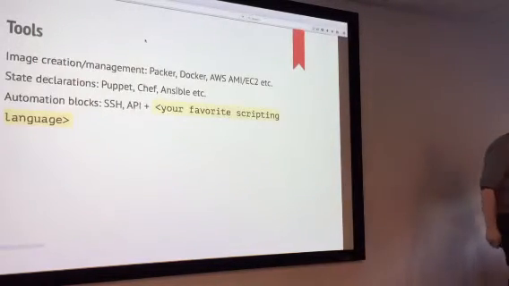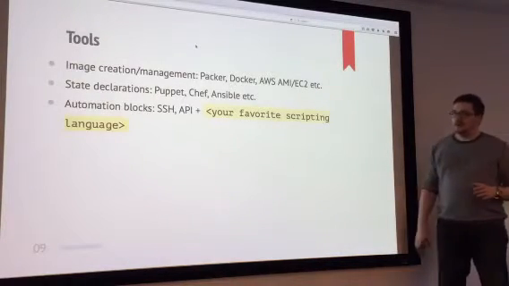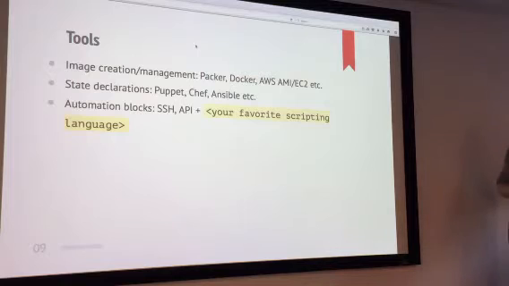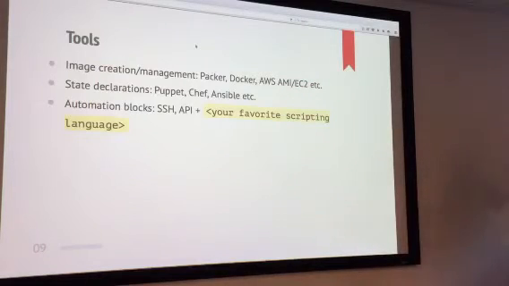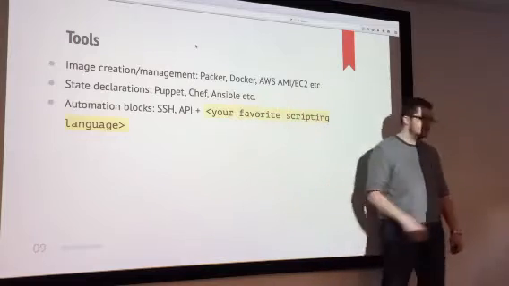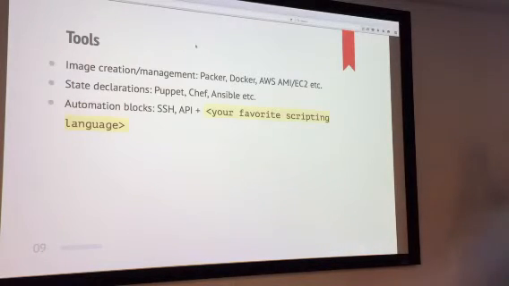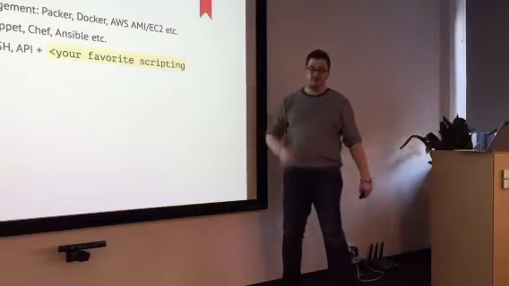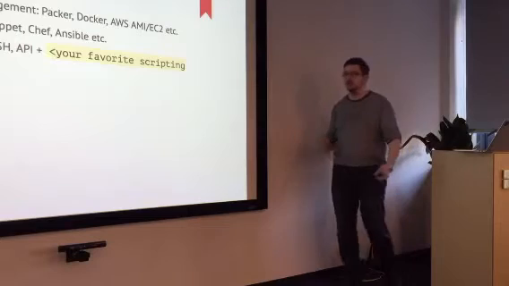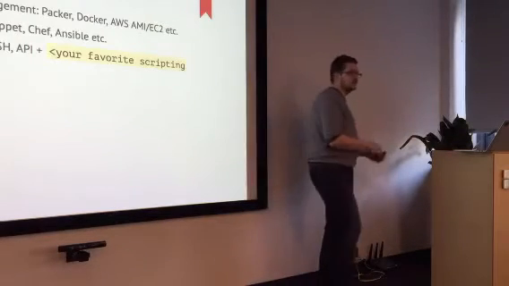Tooling-wise, there are a lot of tools, and I'm not going to mention every possible tool, because I think every day, or at least every month, a new tool appears in the DevOps ecosystem. For image creation, we have Packer, we have Docker, and we have different clouds that provide APIs for creating images. For state declarations, we have Puppet, Chef, Ansible, Salt, and a lot of other tools. For automation blocks, we have basically SSH connectivity and shell scripts, plus any APIs exposed through your infrastructure, cloud APIs, plus your favorite scripting language. It could be Bash, Python, Ruby, Groovy, anything. All of that combined makes up your infrastructure as code. So it's not only one tool, it's everything combined together.